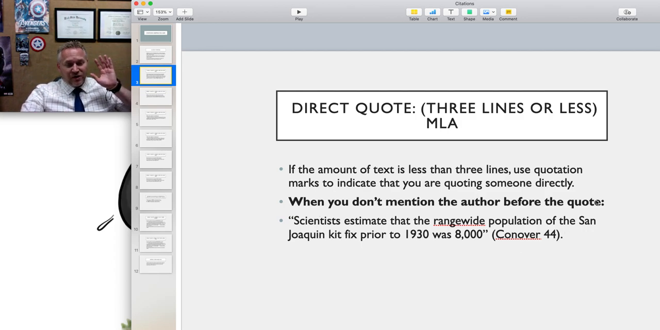So you got some great information, you pulled it from some source, you're using the exact words, it's less than 3 lines of text. We have, quote, "Scientists estimate that the range-wide population of the San Joaquin kit fox prior to 1930 was 8,000," quote. You put the parenthesis, you put the last name of the author of the source, and if it's from a book, then you put the page number, and parenthesis, period. Now, the reason we don't put the period right there is because the period ends the sentence, and although that is the end of the information, the end of the sentence is here.